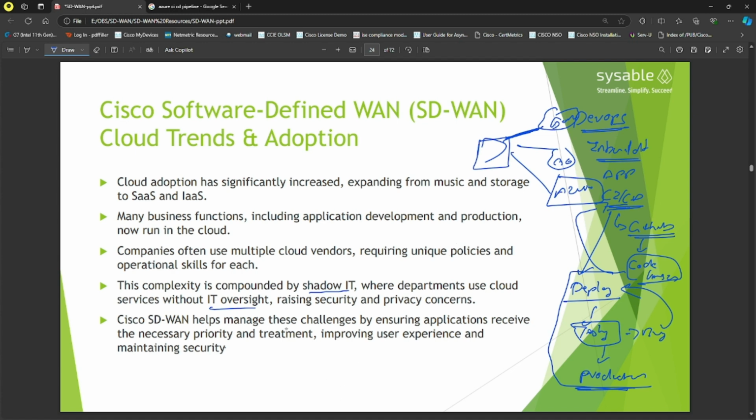Now, Cisco SD-WAN helps manage these challenges by ensuring applications receive the necessary priority and treatment. So there is an inbuilt process for you. You don't have to worry. It will automatically ensure that when you're connecting to your cloud, it will have the default SLAs in place, and according to that, it will make the decisions for the path. And there are also default security policies implemented for that. So you don't have to worry about it. Necessary priority and treatment, improving user experience and maintaining security. So Cisco SD-WAN has done it for you, automation.